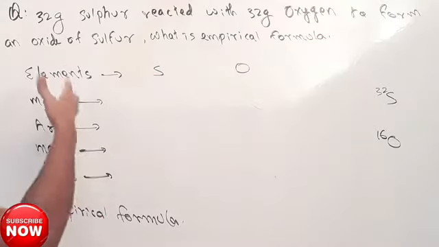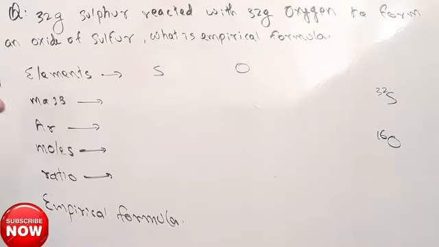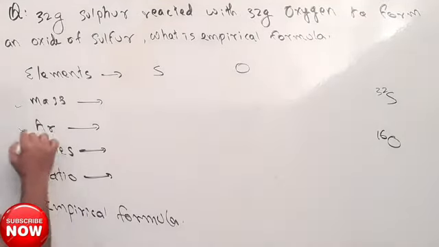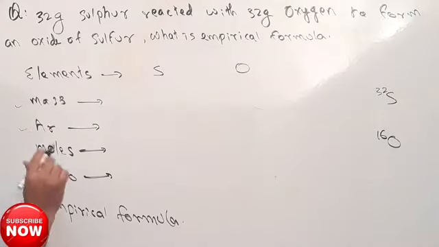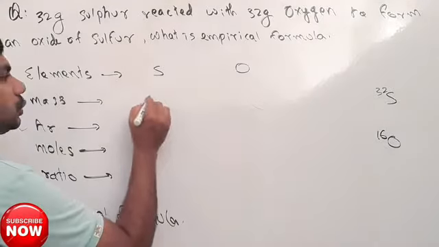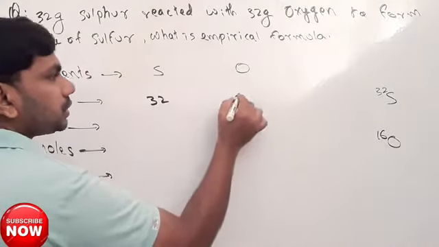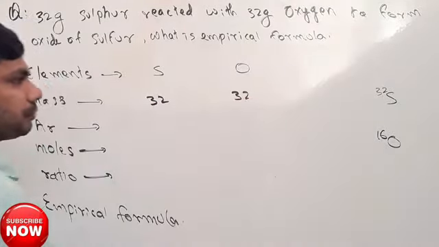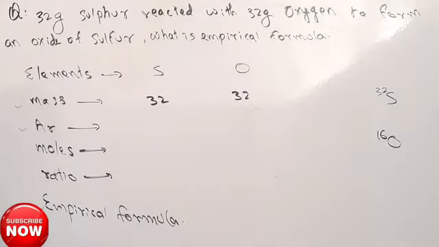These are the different pieces of information we need to find the empirical formula. First we need the mass and the relative atomic mass. In the question it is given: 32 gram sulfur reacting with 32 gram oxygen.